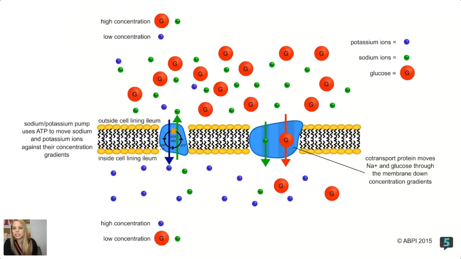Sodium potassium ion channel, sodium potassium pump, proton pump. Yes, very good. All of those are accurate. And you're going to need to know the sodium potassium pump for when we talk about neurons, especially this thing called an action potential. So keep that in mind.